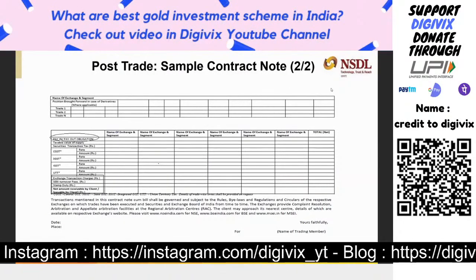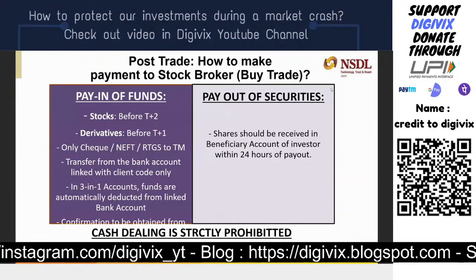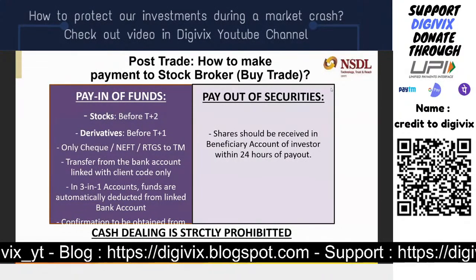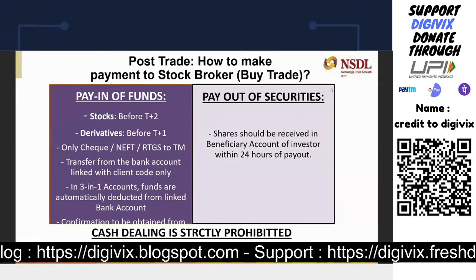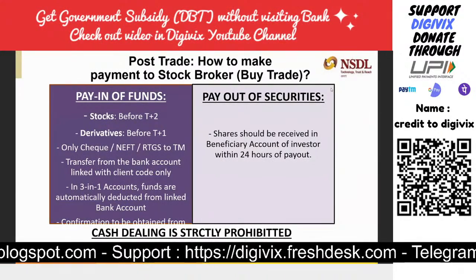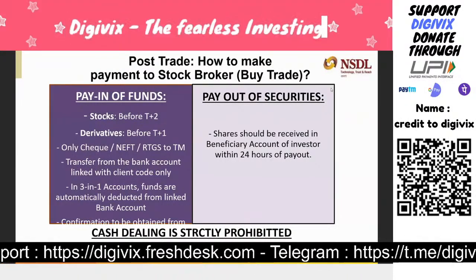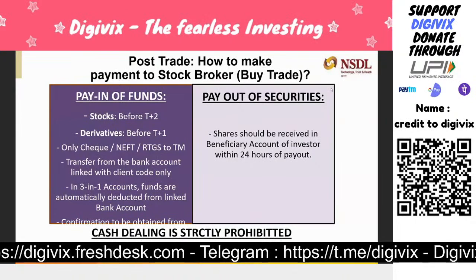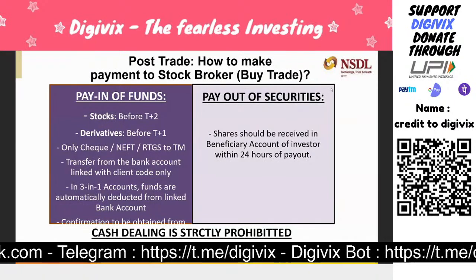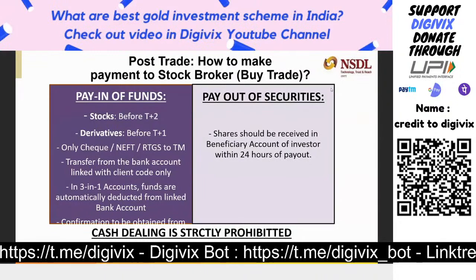So this is the contract note which we have been discussing in detail. Now, suppose your account is with IDBI Capital, and you have to buy something. So how do you buy? Of course, it requires money. Till the time I don't have money from you, I cannot buy anything in your account. Cash dealing is not possible. It was never possible, and we should avoid it all the time.